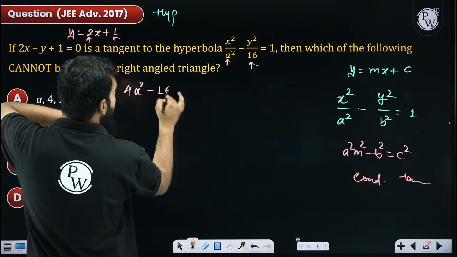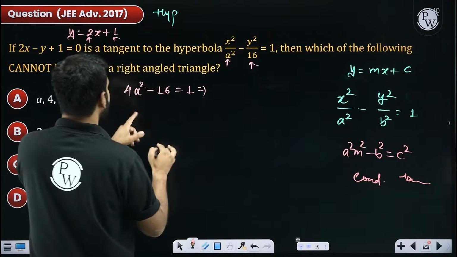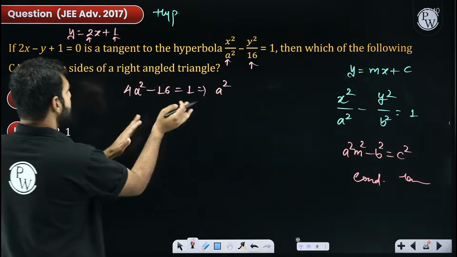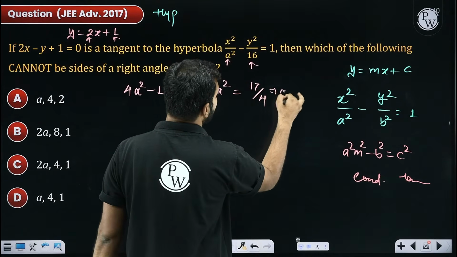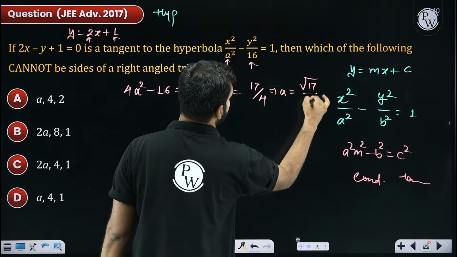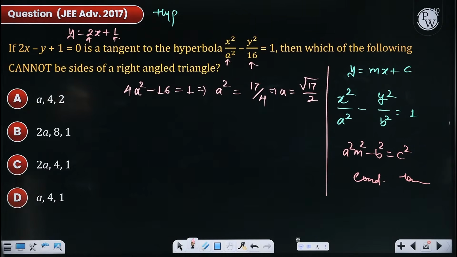So B square is 16, which is equal to C square. What is C square? C square is 1. So with that, I get A square as 16 plus 1, 17. So A square I get as 17 by 4, or A I'll be writing as root 17 by 2. Correct me if I'm wrong. Is it correct in terms of calculation as well?